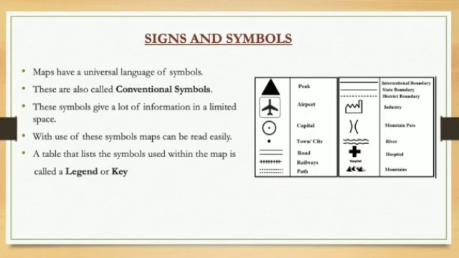Signs and symbols. Maps have a universal language of symbols. The symbols that you are seeing in this picture are internationally drawn. These are also called as conventional symbols. These symbols give a lot of information in a limited space. With use of these symbols, maps can be read easily. A table that lists the symbols used within the map is called legend or key.